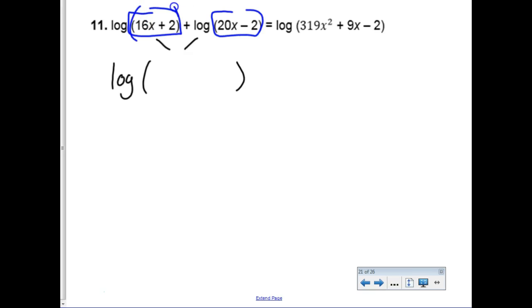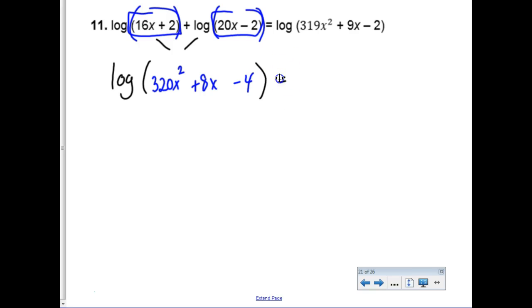So think about multiplying 16x plus 2 times the quantity 20x minus 2. All right, here we go. I'm going to need a bigger parenthesis. Okay, here we go. 320x squared. Yikes. Okay, this is a minus 32x. And a plus 40x. What did I just say? A minus 32 and a plus 40 says a plus 8x. Yep, and then a minus 4. I guess I didn't need that big of a parenthesis. I kind of overshot that.